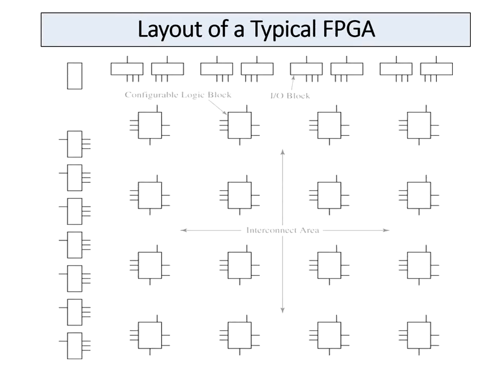So here is the layout of a typical FPGA, which shows the various configurable logic blocks, that is CLBs, surrounded by the input-output blocks, and the space shows the interconnection area, and you can see the various arrays of identical logic cells.